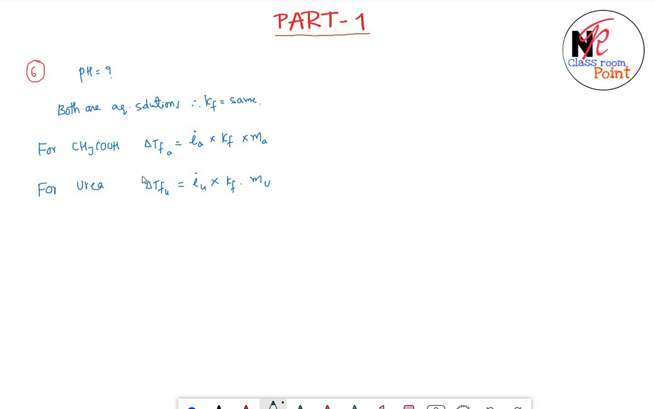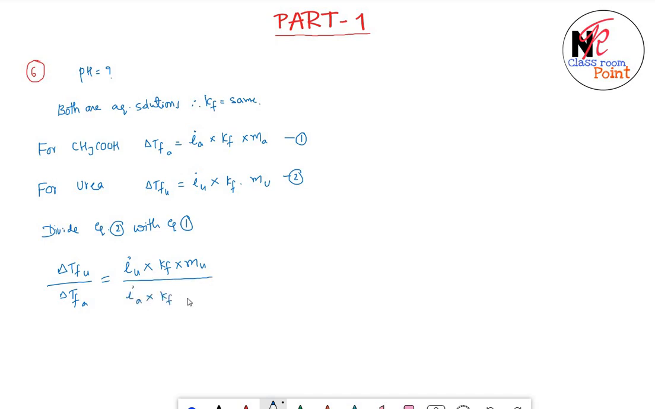Now, let us try to divide these equations. Let us take equation 1 and equation 2. Divide equation 2 by equation 1. So we shall get delta Tf of urea solution divided by delta Tf of acetic acid solution equals i value of the urea solution into Kf into molality of the urea, divided by i of acetic acid into Kf into molality of the acetic acid. Kf is the same and the molality values are given here.